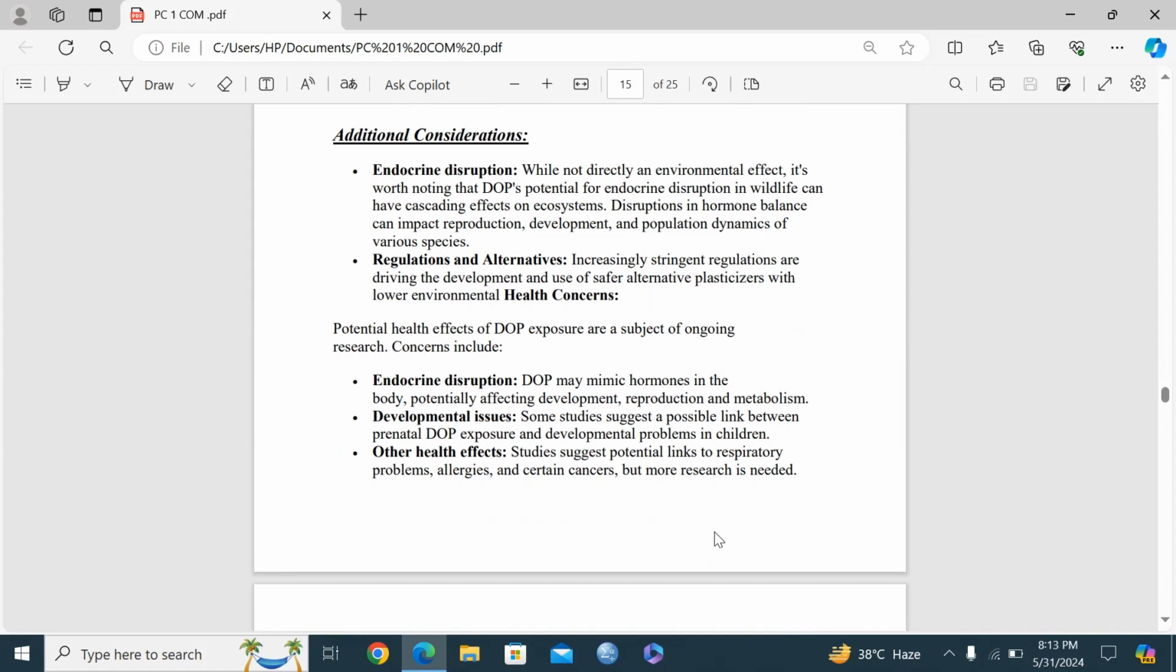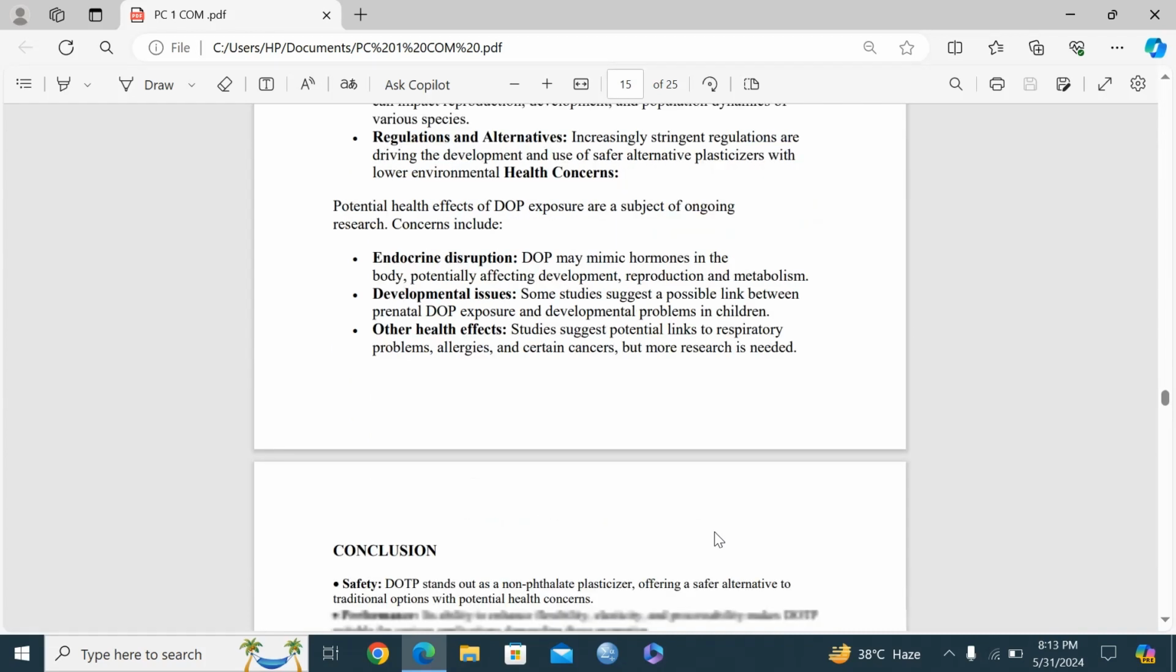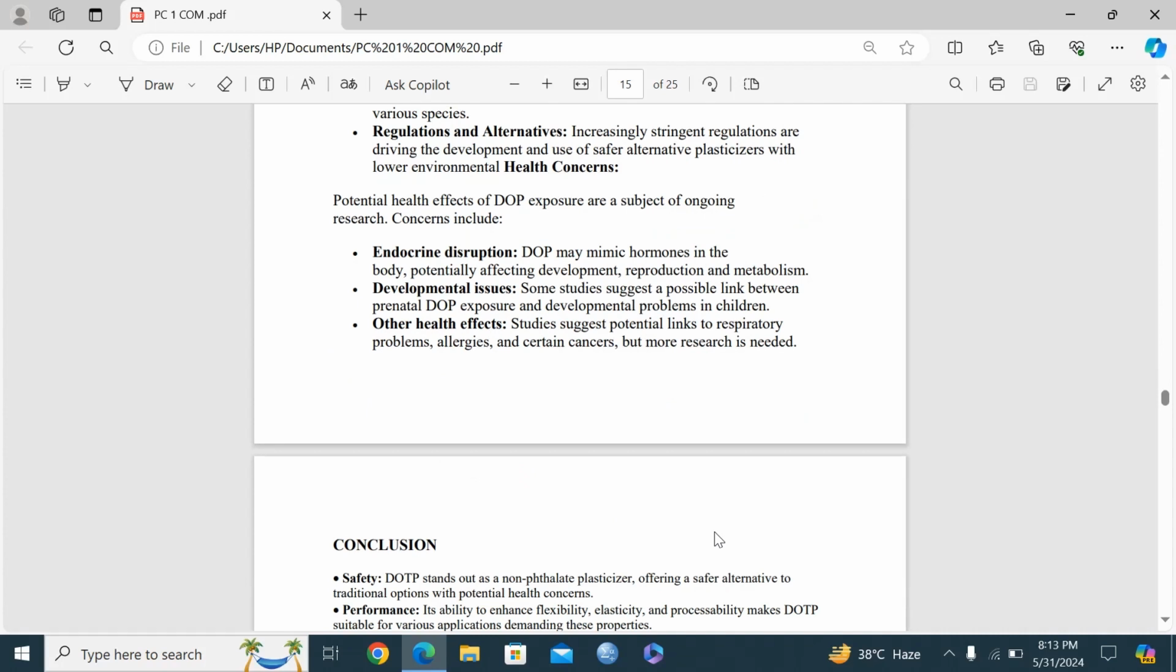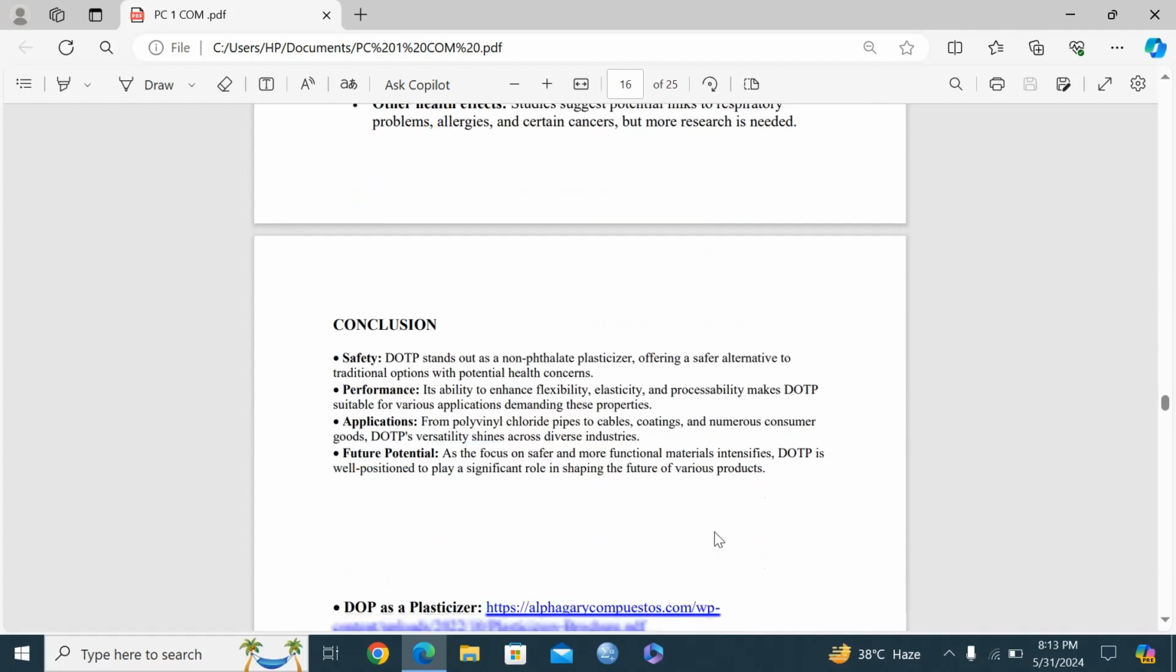Health concern. Potential health concerns of DOP exposure are the subject of ongoing research. Endocrine disruption. DOP may mimic hormones in the body, potentially affecting development, reproduction, and metabolism. Other health effects. Studies suggest potential links to respiratory problems, allergies, and concern about cancer, but more research is needed.